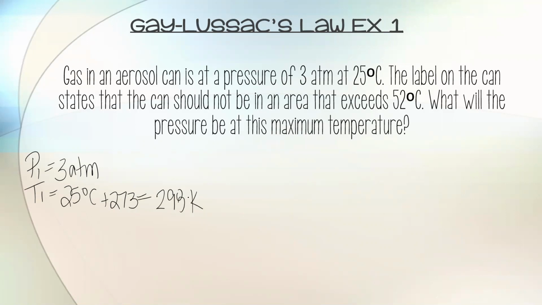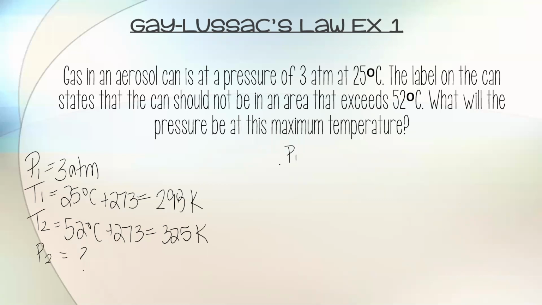The label on the can states that the can should not be in an area that exceeds 52 degrees Celsius. Change that to Kelvin, 325 Kelvin. What will the pressure be at this maximum temperature? So we're asking, what will the pressure be if the can is at its maximum unsafe temperature?